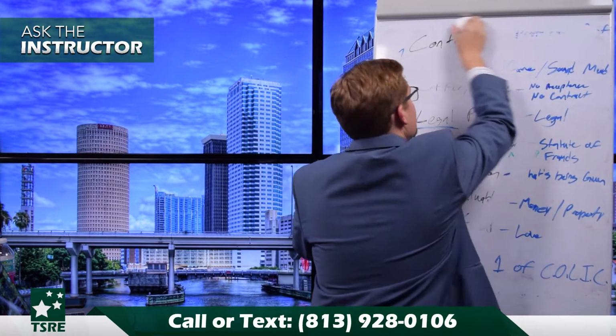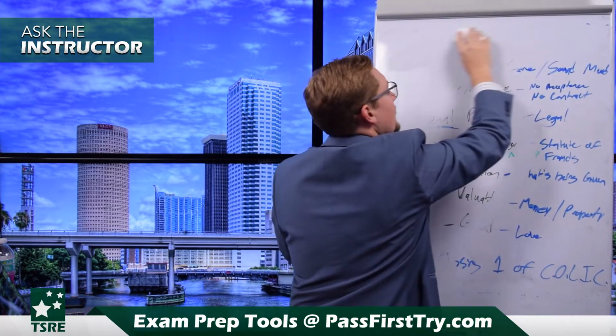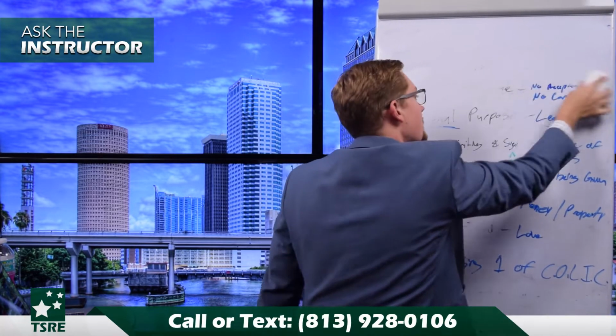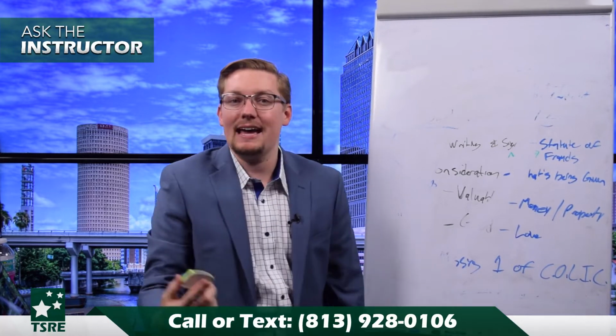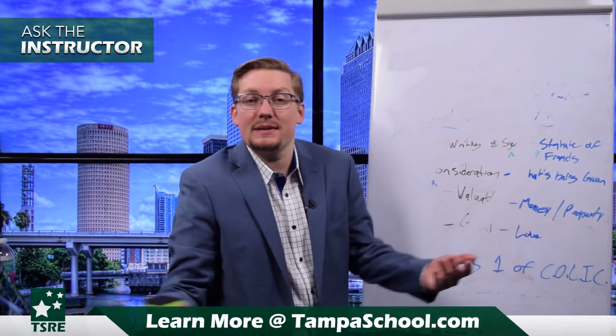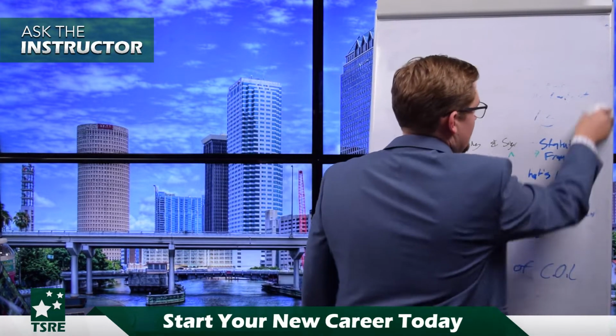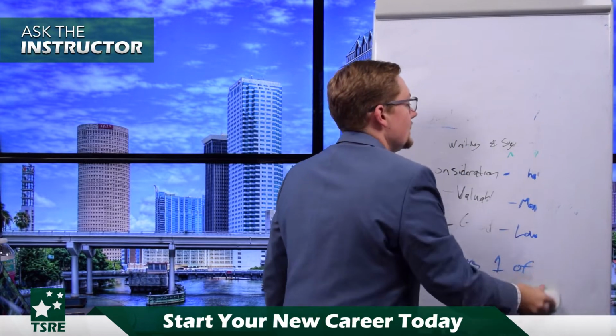Now with contracts, let's talk about the different ways we could classify a contract. Because we talked about really everything so far that we need to have a legal contract, to make a contract able to be enforced in court, because that's the point of a contract. The point of a contract is to have an agreement that we can take to court.